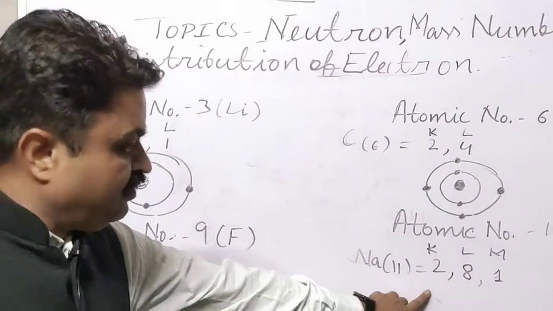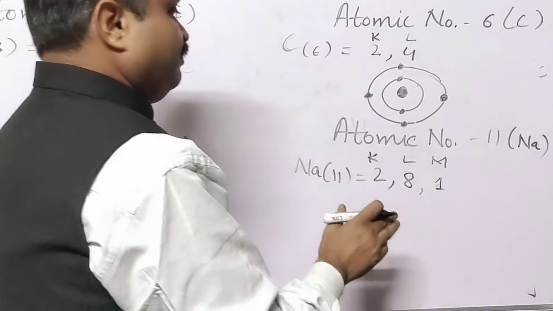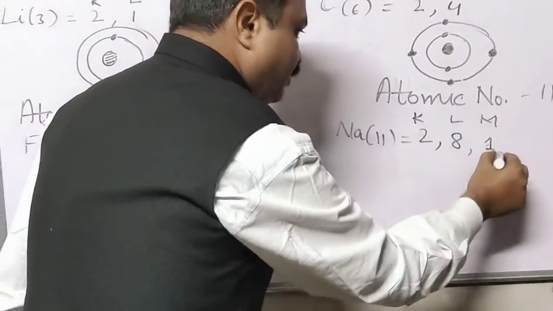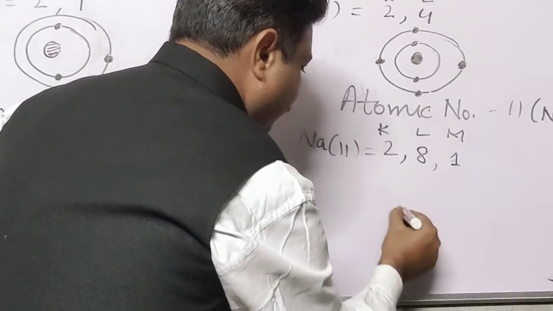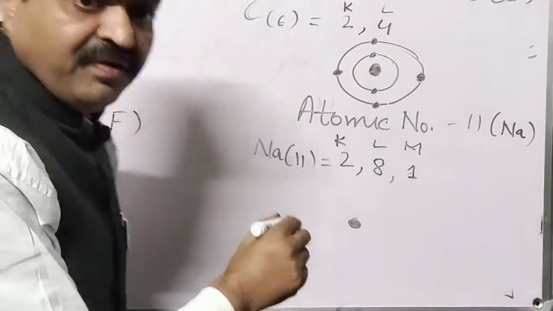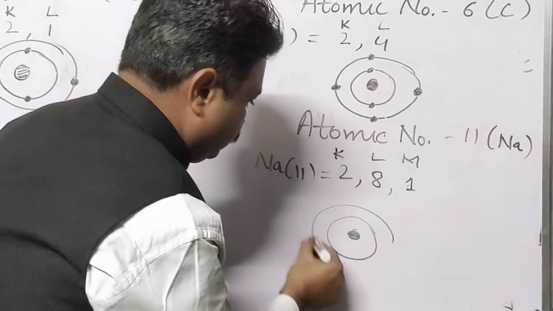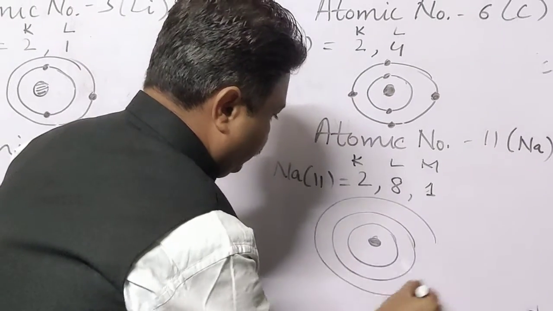Now we will make the atomic structure of sodium. Atomic structure of sodium we will make. First we will make the nucleus. It is the nucleus. Now what we will do? We will make the shells. First shell, second shell, and it is third shell.